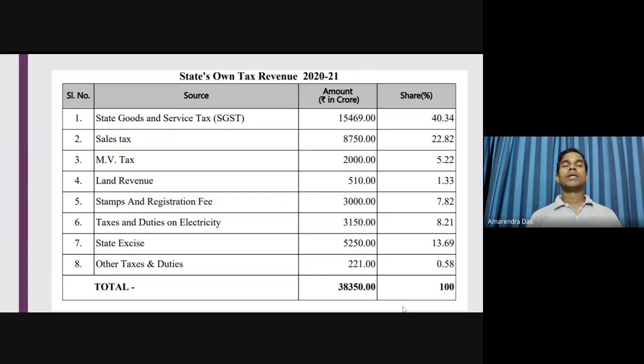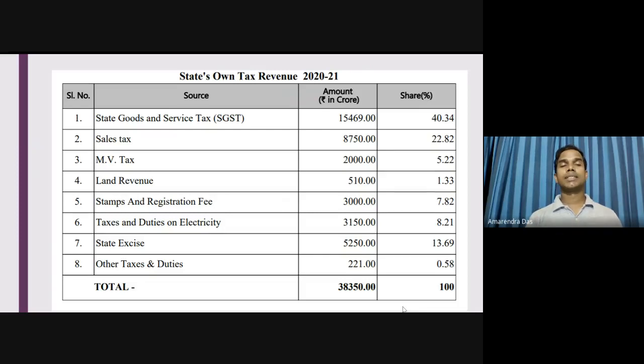We have state excise and other taxes and duties. Remember here why there are two different taxes, that is state GST and sales tax: there are some commodities on which the state wants to continue the sales tax. For example, the petroleum product. Now, petroleum product has not been covered under goods and service tax. That is why the center is imposing a separate excise tax.